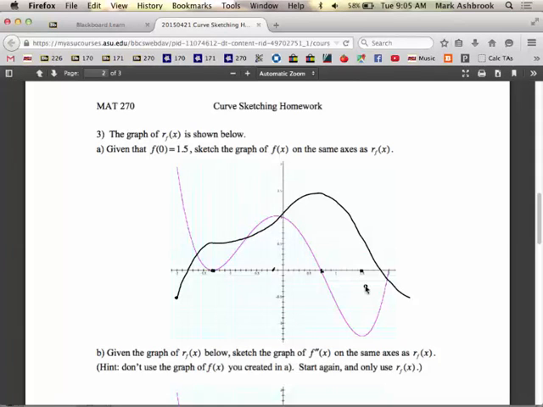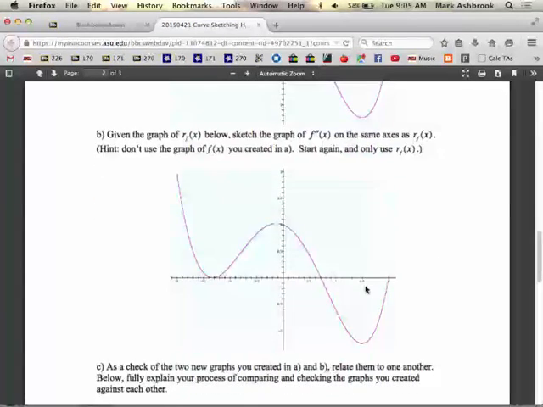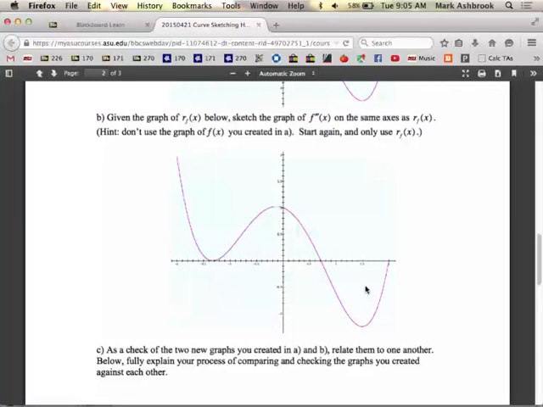Okay, questions on that one? Does it make sense? Okay, now do it again. But now this is the first derivative, and I'm going to draw the second derivative.